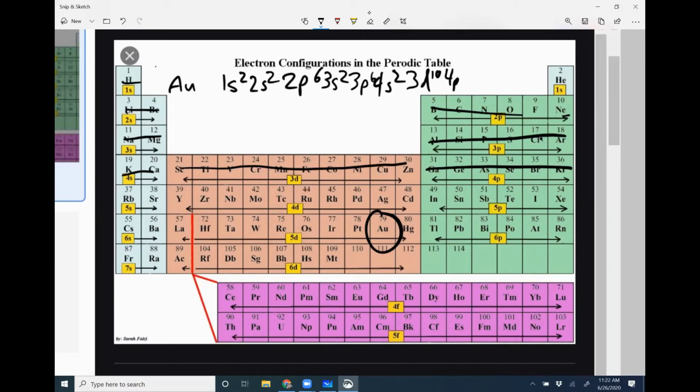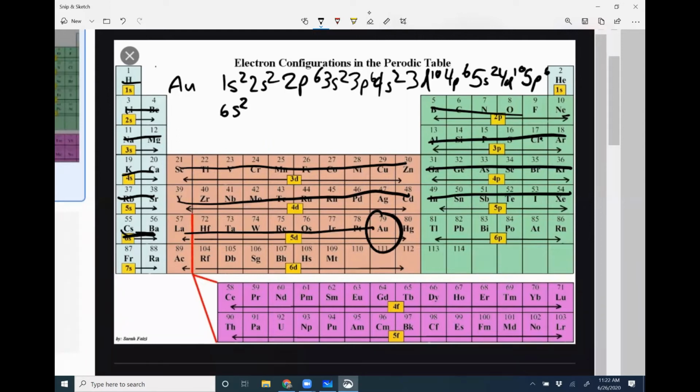4p6, 5s2, 4d, remember, 4d10, 5p6. Now we're going to go down here, 6s2. And remember, this is 5d, and gold is the number 9 here in 5d.